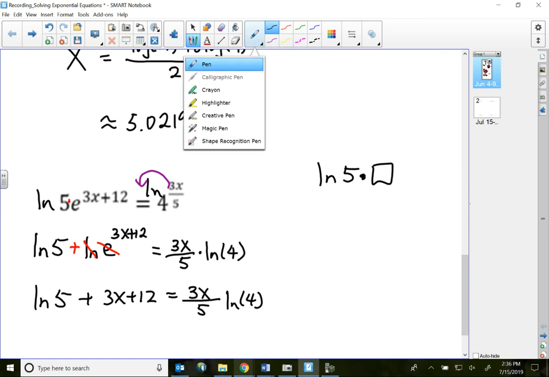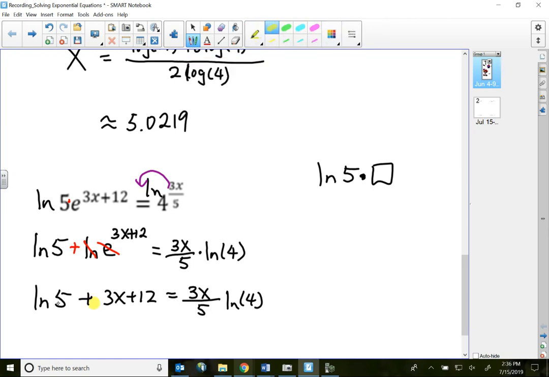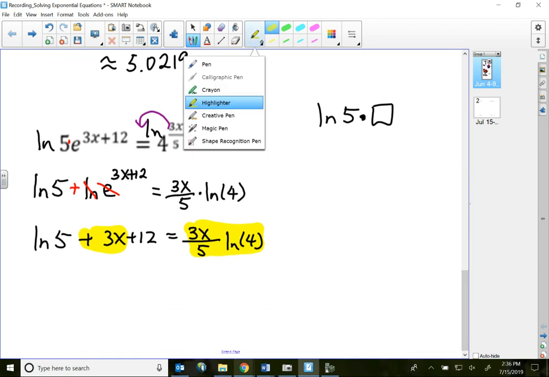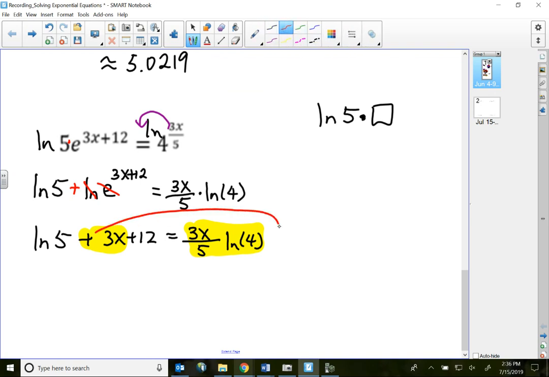All right, so now I got three terms, right? One plus sign here is two separate terms. So, excuse me, four terms. Two plus signs here is three terms. Positive 3x is a variable term. Positive 3x over 5 times natural log of 4 is another term. So I'm going to have these two terms put together on the same side, because if I can have the x's on the same side, natural log of 5 plus 12, right, equal to 3x over 5 times natural log of 4 minus 3x.